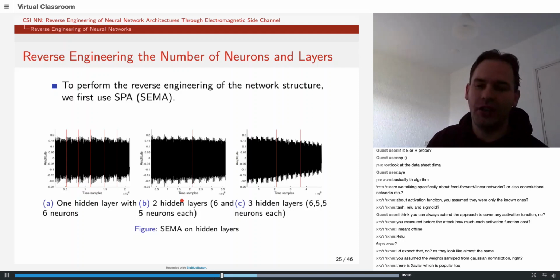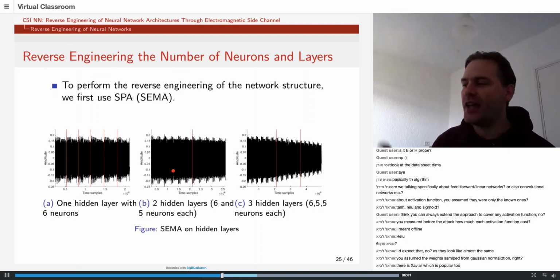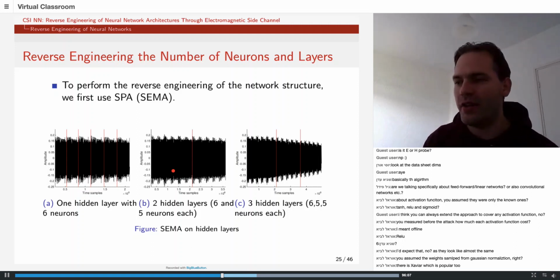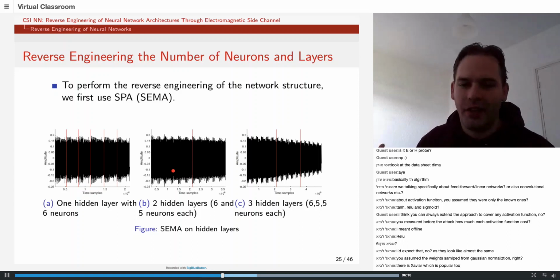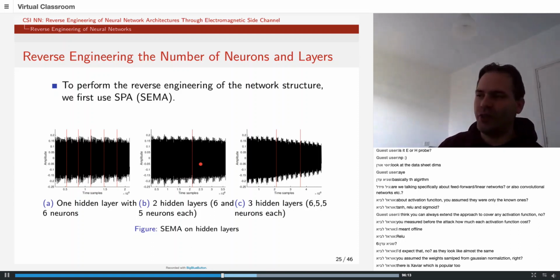I said 2 hidden layers, but on the basis of this picture, I can recognize there are 11 neurons, but I do not know if it is 1 layer, 2 layers, or 10 layers. So this is what we cannot recognize from this. And the same goes for the third picture. Again, we recognize some patterns, but we do not really know how to recognize where the boundary between the layers is. So what we are able to do with simple power analysis is basically count the neurons. Okay? So now the only part that is left is how do we find the distinction between layers?